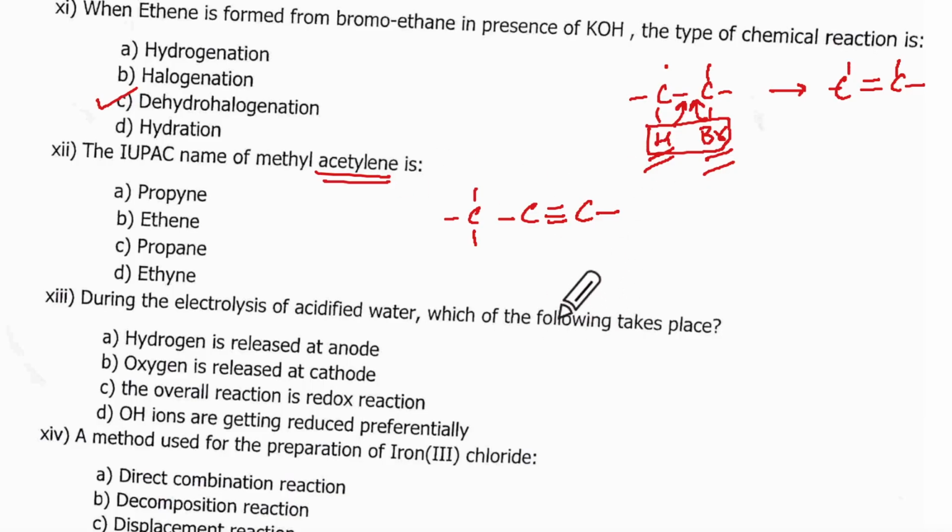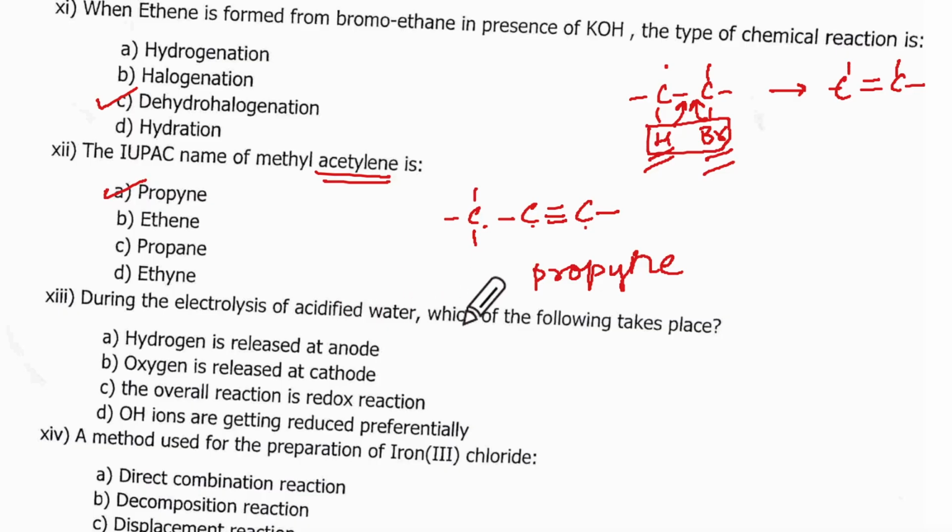Understood the structure? Now the IUPAC name will be: 1, 2, 3 carbon means it is prop. Correct? And triple bond means it is propyne. Where is propyne?